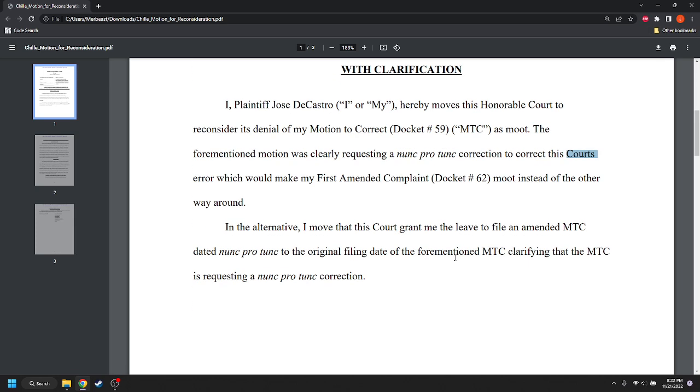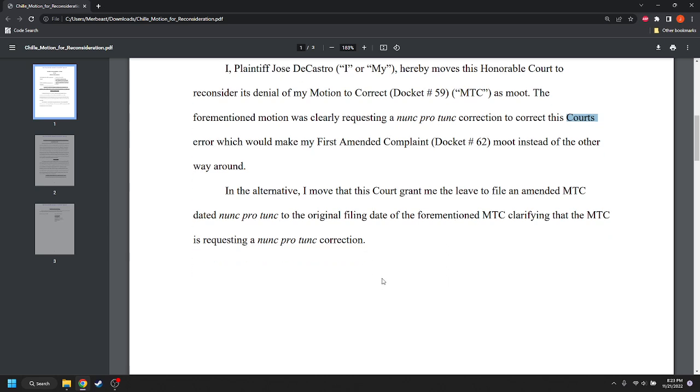But he might. He is a pro se litigant, and the court, despite its track record of being fairly unhappy with the way Chile's doing things, might be like, look, dude, you did this to yourself. You get to live with it. I know what you're trying to do, and you're being dumb. So you get to live with your first amended complaint having been filed in this court, and we're moving forward with your first amended complaint.